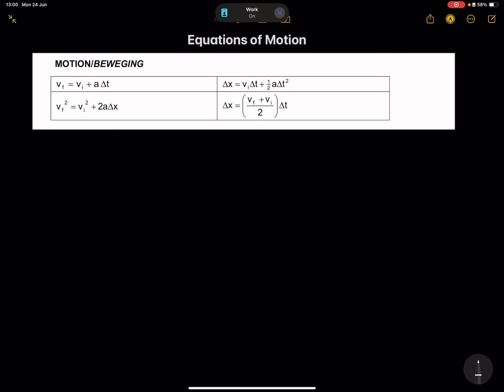Equations of motion. Love them or hate them, they are part of our grade 10 syllabus and they are very important. You'll see them in grade 11 and grade 12.